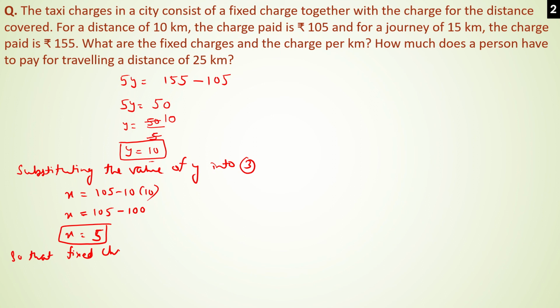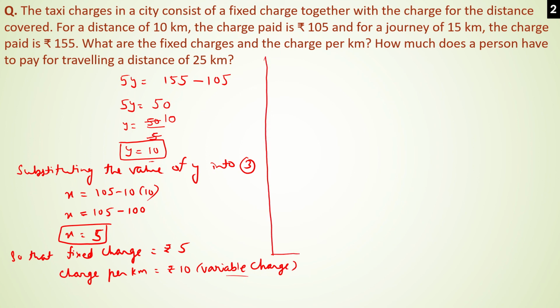So that fixed charge equals rupees 5 and charge per kilometer equals rupees 10. This is the variable charge. That means the number of kilometers the person will travel, he has to pay according to that.